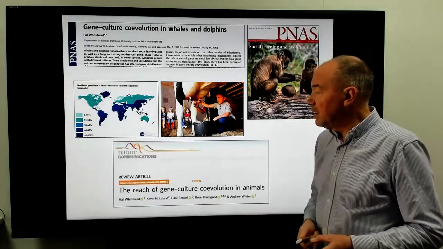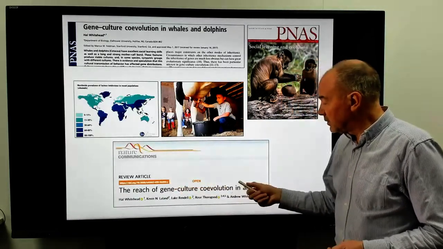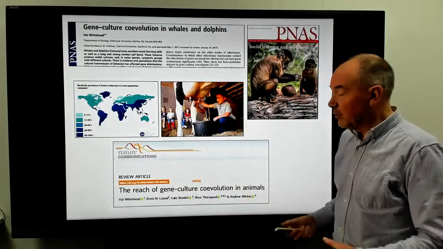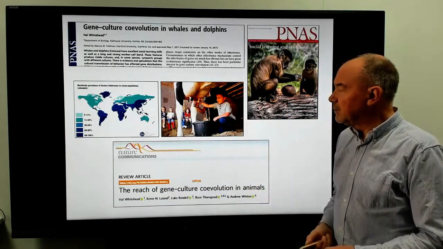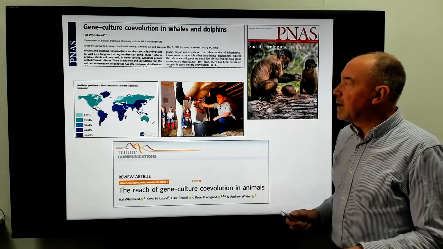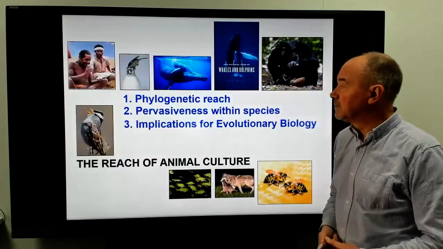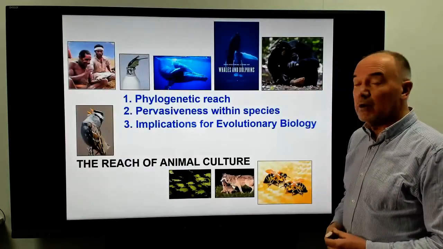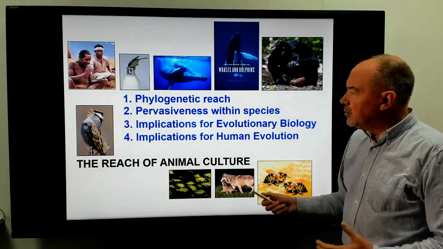More recently, others have joined with him to talk about the reach of gene culture coevolution in animals more broadly, and we've written about this in a recent paper. That's all I'll say about this, but this will be picked up in later lectures in the module. So that's implications for evolutionary biology. What about implications for human evolution?